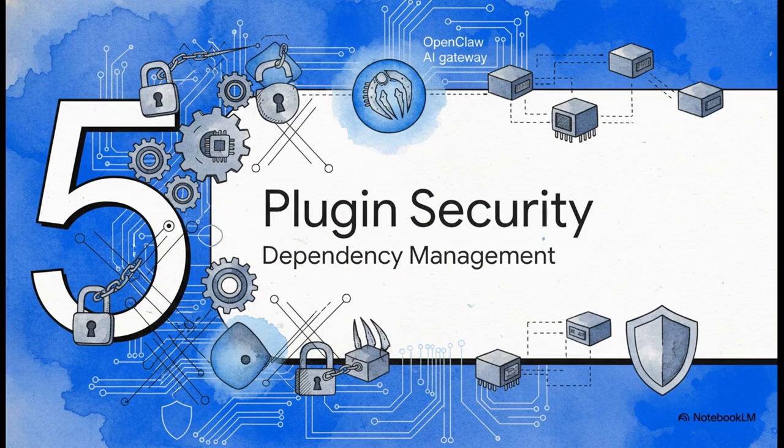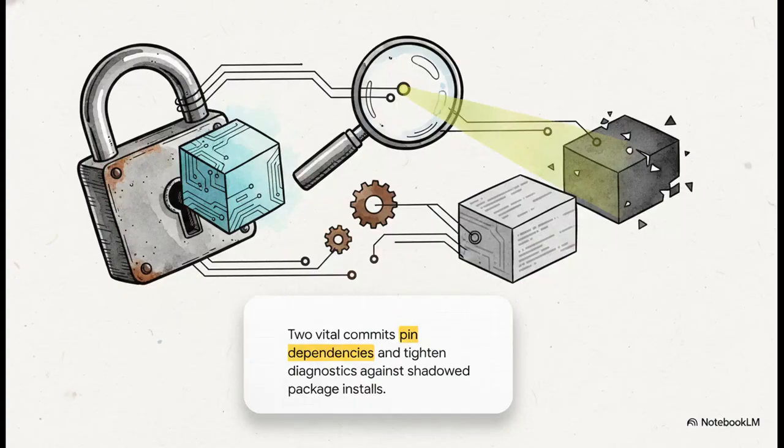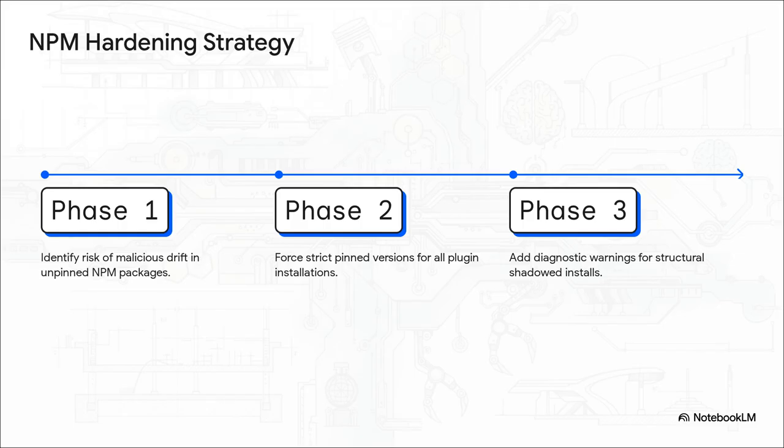Section 5. Plugin hardening and security, focusing on dependency management. Exploring the repository activity further, two vital security commits directly address vulnerabilities inherent in the Node package ecosystem. The first focuses on pinning npm plugin installs, and the second tightens the diagnostics around shadowed installs. The remediation strategy here tackles a very specific, dangerous vulnerability: unpinned npm packages allowing for malicious drift.